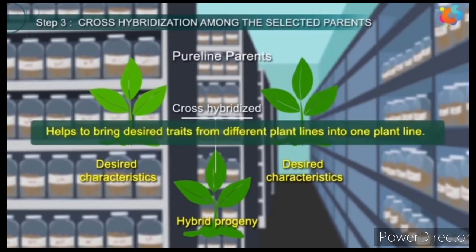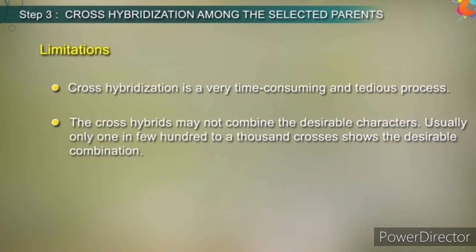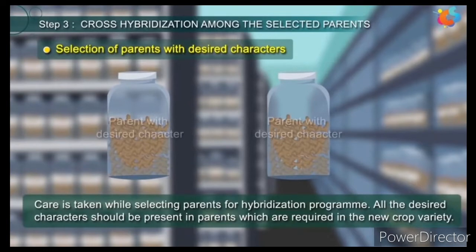that genetically combine the desired characters in one plant. This is a very time consuming and tedious process, since the pollen grains from the desirable plant chosen as a male parent have to be collected and placed on the stigma of the flowers selected as female parent. Also, it is not necessary that the hybrids combine the desirable characters. Usually, one in a few hundred to 1,000 crosses shows the desirable combination.